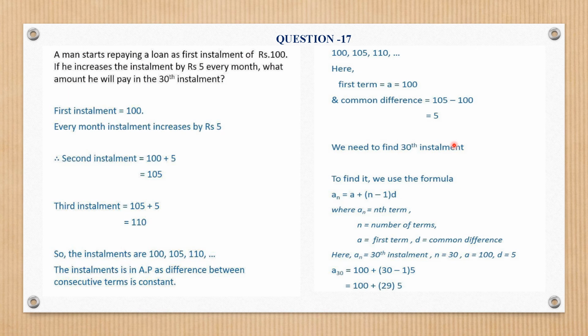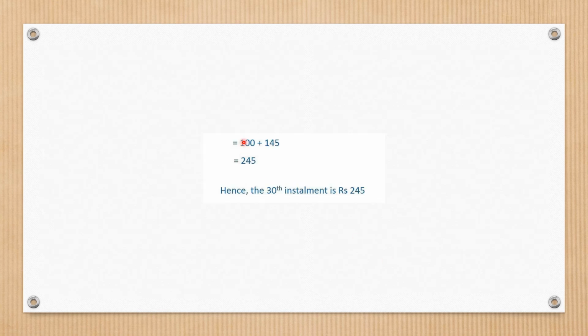The 30th term is a plus (n minus 1)d. By using this formula, you can calculate 100 plus 29d. So 100 plus 29 times the value of d, and it becomes 100 plus 145, that is 245. So the 30th installment is 245. So AP makes it quite simple.